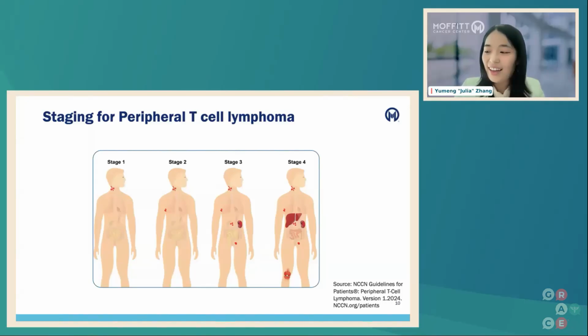But again, don't get too concerned, and don't all start thinking, stage 4, I'm going to die. Don't. That's not the case for T-cell lymphoma.